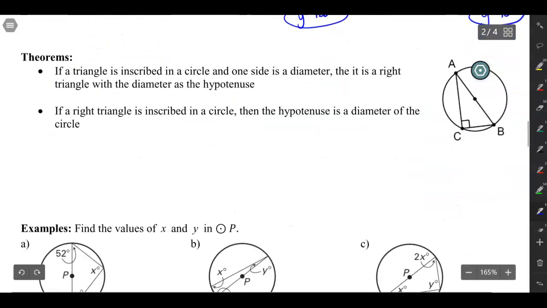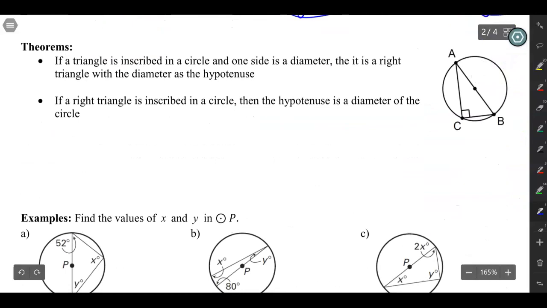Let's talk about some different theorems. So we've talked about a theorem about inscribed quadrilaterals. Now let's talk about some theorems that have to do with inscribed triangles. So I have two here, and they're very similar. The first one says, if a triangle is inscribed in a circle, and one side of the triangle is a diameter, then it is a right triangle and the diameter is the hypotenuse.